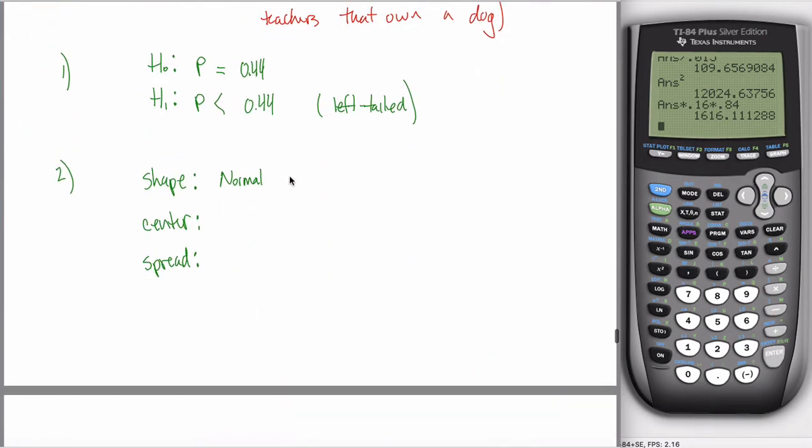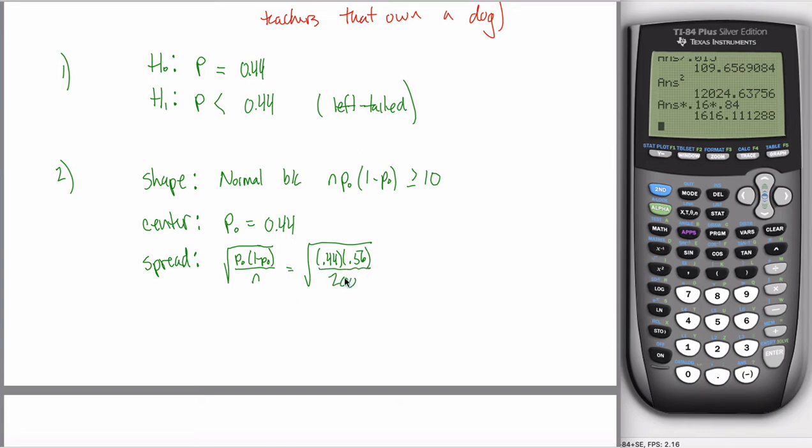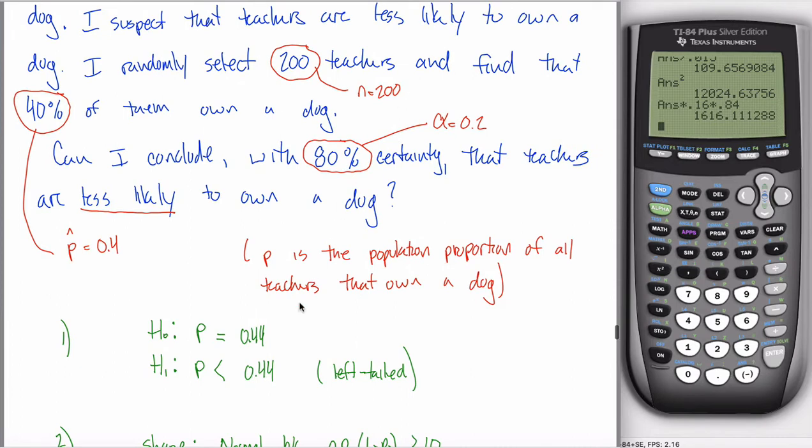The shape will still be normal or approximately normal, and the reason why will be n times p naught times 1 minus p naught is greater than or equal to 10. The center used to be given by p, now it's given by p naught. That'll be given to you in the problem at 0.44. And the spread, we had a formula for it, and it was the square root of p times 1 minus p over n. But now we're changing all the p's to p naught, so it looks like this. So it's the square root of 0.44 times 1 minus that number, so 0.56, divided by n, which I believe was 200 in this problem, but I'll double check. Yeah, n was 200.